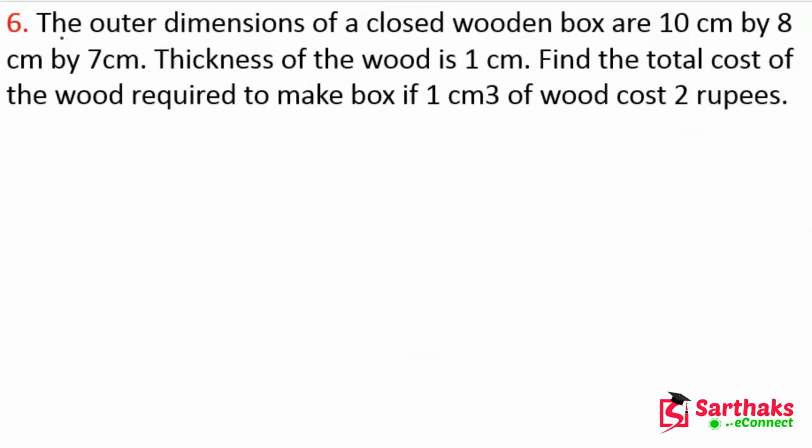So the next question is: the outer dimensions of a closed wooden box are 10 centimeter by 8 centimeter by 7 centimeter, and the thickness of the wood is 1 centimeter. Find the total cost of wood required to make the box if 1 centimeter cube of wood costs 2 rupees. Means the cost of 1 centimeter cube of wood is 2 rupees. Okay, my dear friend.